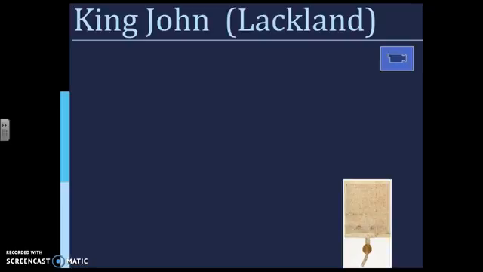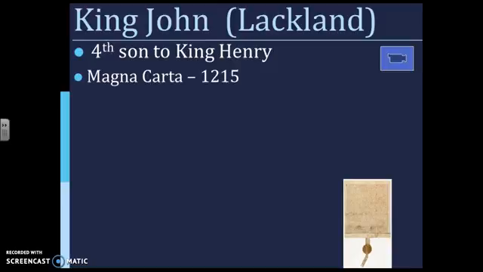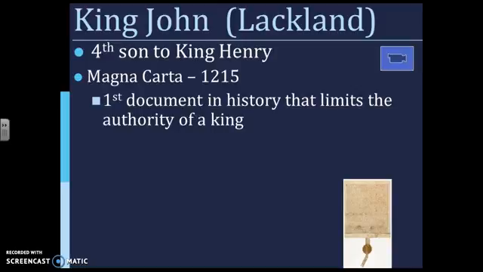We're almost done with England. We have John, King John, the only John in the history of the English kings, sometimes called Lackland. And that's because he was the 3rd son, and so he didn't inherit anything. He was the 4th son of King Henry II, and he is forced, most importantly, to sign the Magna Carta, and he signs this in 1215.